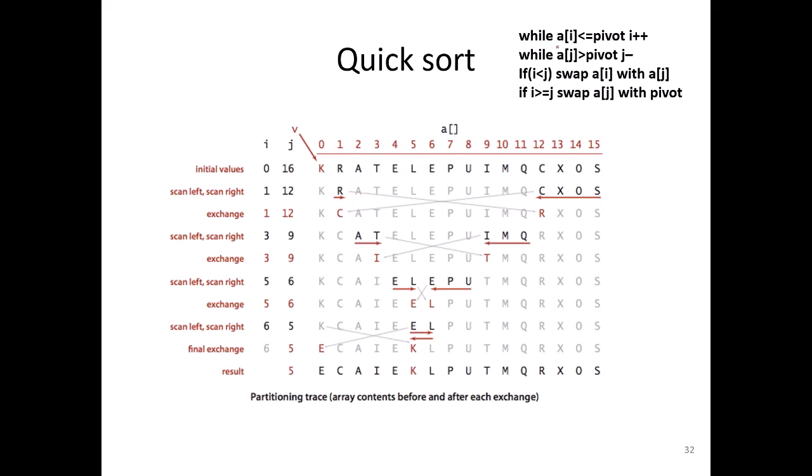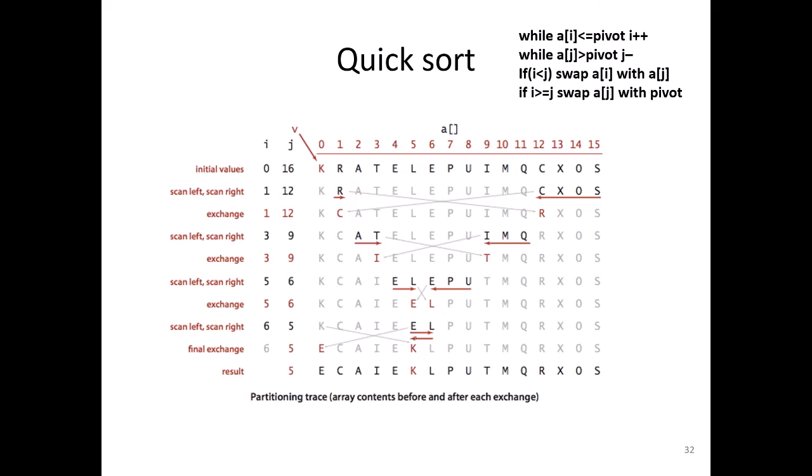Now again execute this and check whether a of I is less than or equal to pivot. A of I is e. E is less than k only, so just increment the I value. Now a of I is L, compared with k. L is greater than k, just stop it. In this situation I crosses j, no? See here. So you have stopped here and execute another loop: checking a of j greater than pivot.